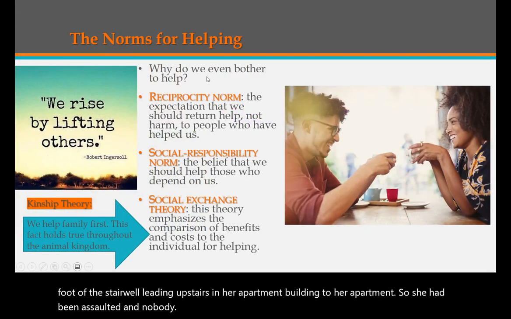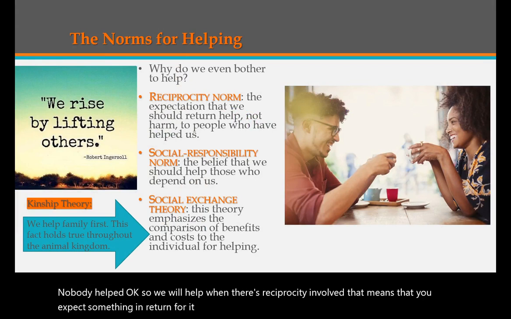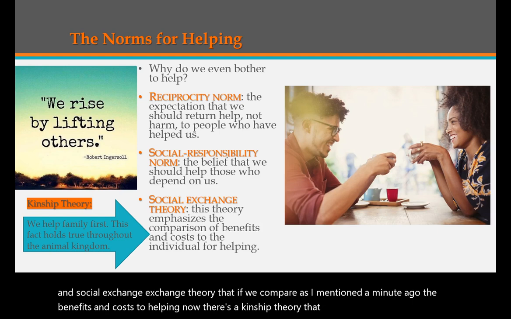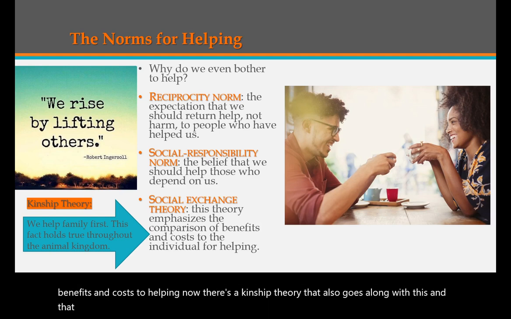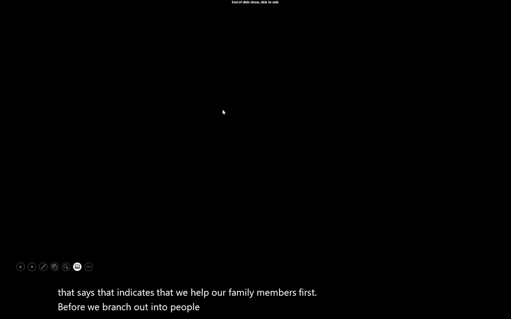Okay, so we will help when there's reciprocity involved. That means that you expect something in return for it. Social responsibility: you should help those who depend on us. And social exchange theory: we compare, as I mentioned a minute ago, the benefits and costs of helping. Now, there's a kinship theory that also goes along with this, and that indicates that we help our family members first before we branch out into people beyond our kinship circle.